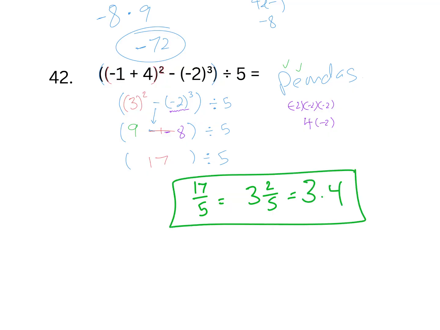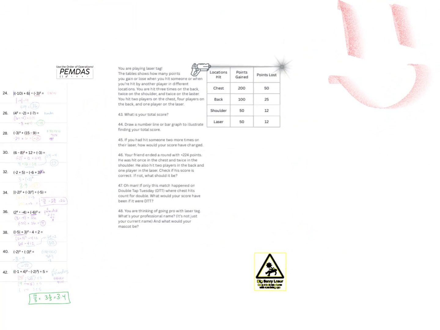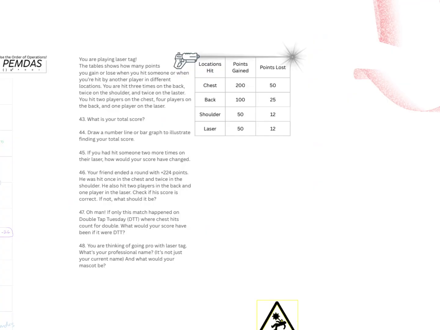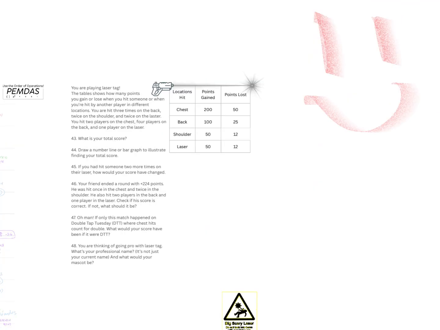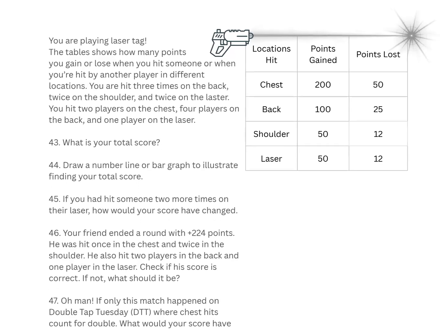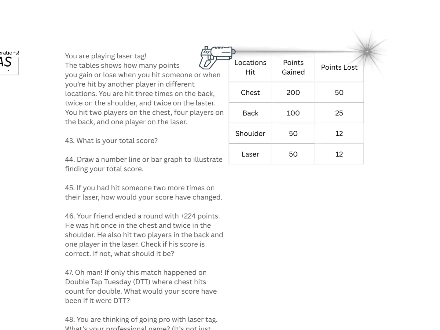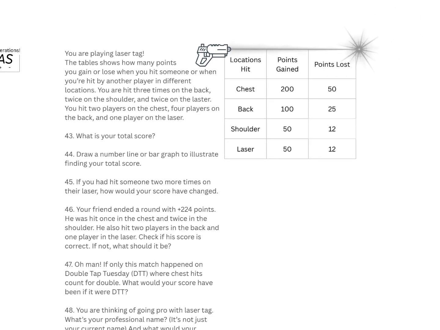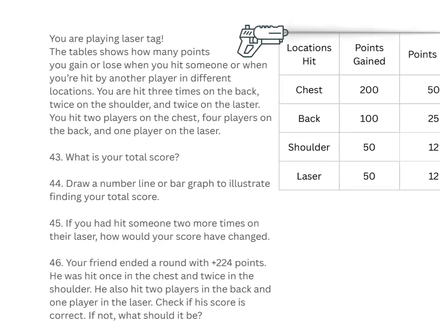So check it out. We did all that. And now this might seem like it's going to be crazy, but you got this. All right, we've reached the end, and you're playing laser tag. This table shows how many points you gain or lose when you hit someone or when you're hit by another player in different locations. So let's read this here.